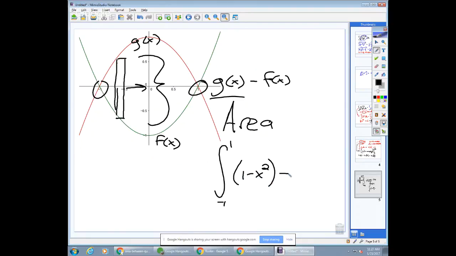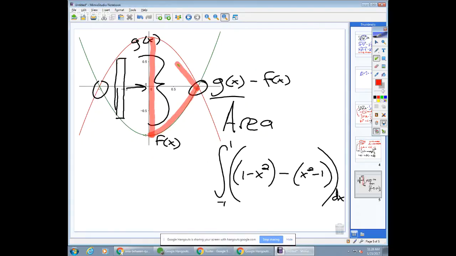And now to get the height, I need to subtract the lower function, x squared minus 1, with respect to x. So that integral right there should find me this particular area. Some things to notice about this. Would you agree that we've got some symmetry going on here? So that this half of my area is identical to the other half.